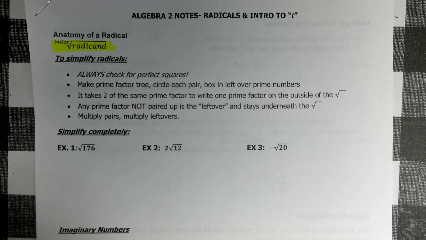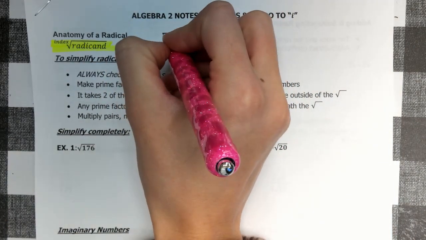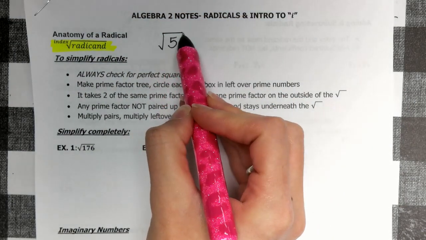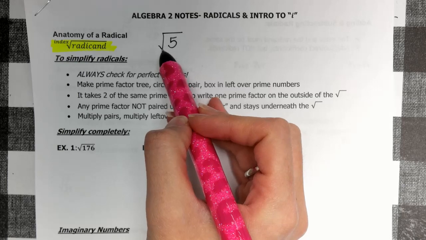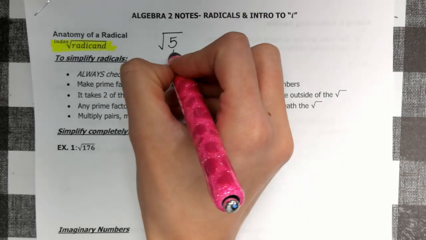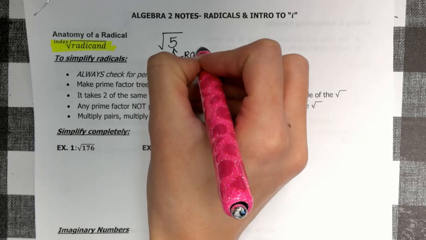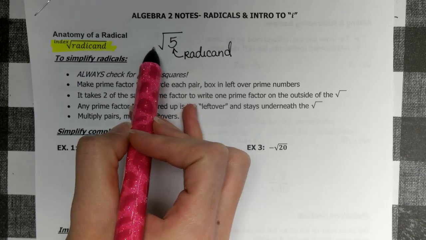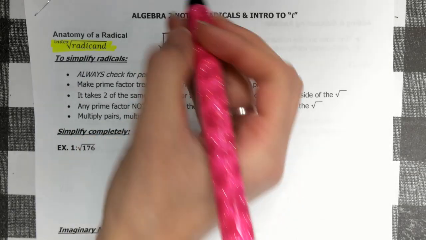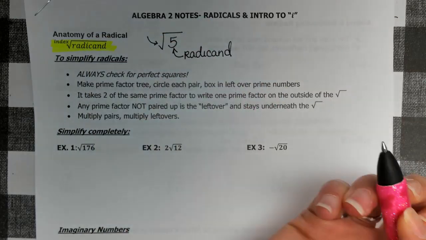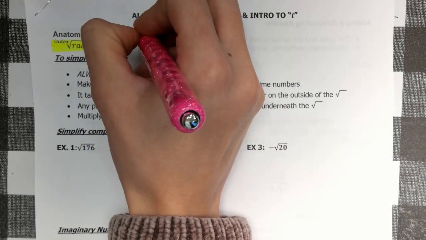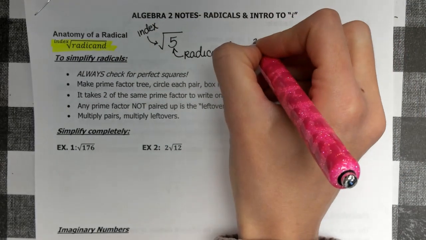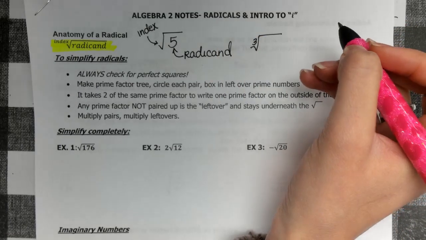If I have the square root of 5, what we call the square root is actually called the radical, and this number is your radicand. Now, you don't ever write a 2 for a square root because it's understood to be that, but usually anything other than a 2 has a number there, and that is your index. So if there's no number, it's understood to be 2 for a square root. If it's a cube root, you will have a little 3 over that radical.